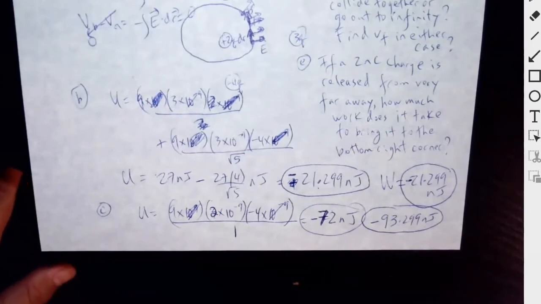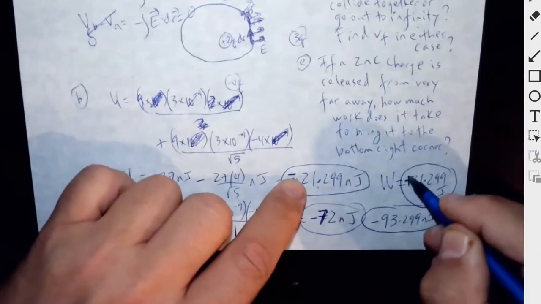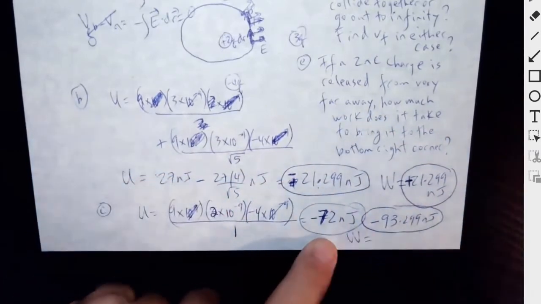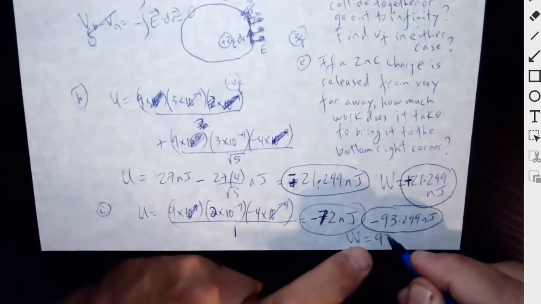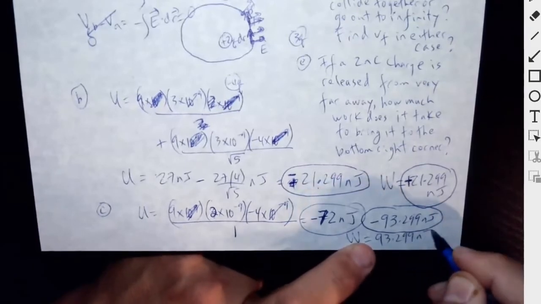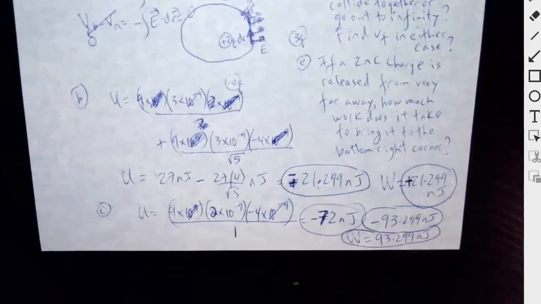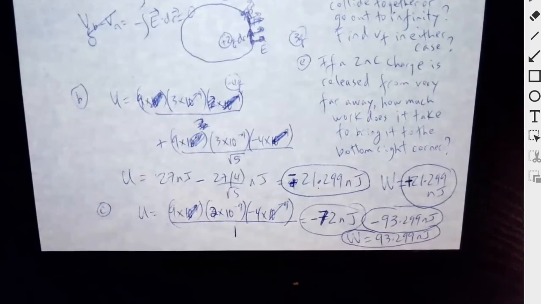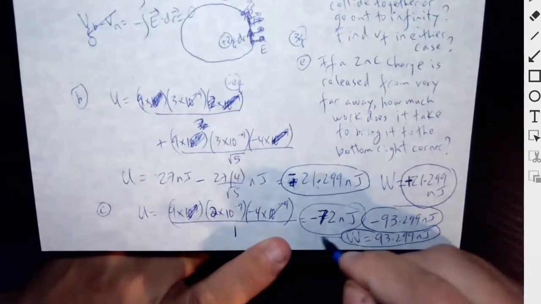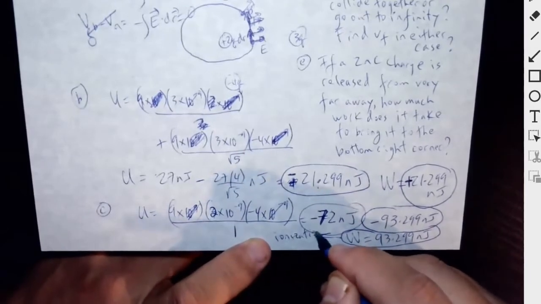So now how much work is required to separate them? So let's change this back to the correct answer, negative and positive. So the work to separate them is what? Well, the opposite of this, which is 93.299 nanojoules. That's called the ionization energy, right? When you have separated these three charges completely, you have ionized that atom. You see. Ionization energy.